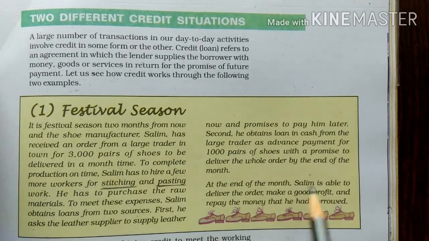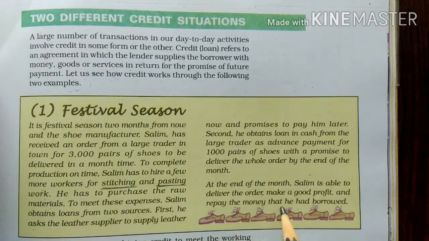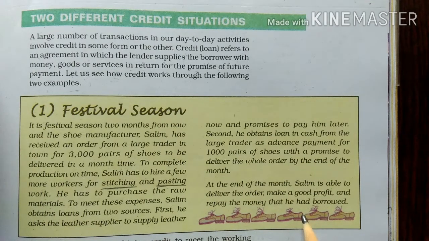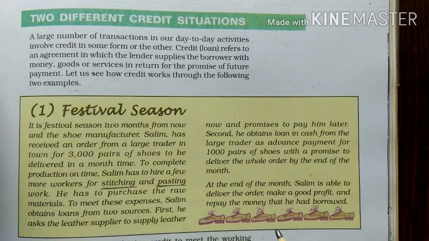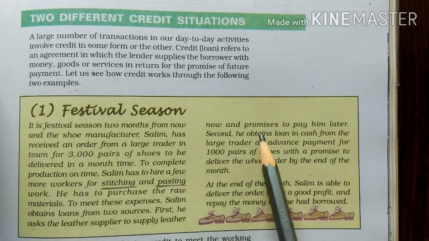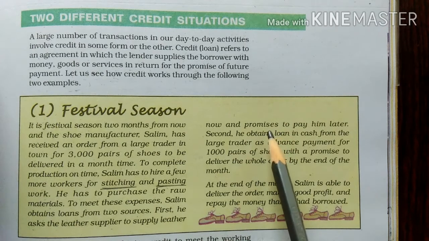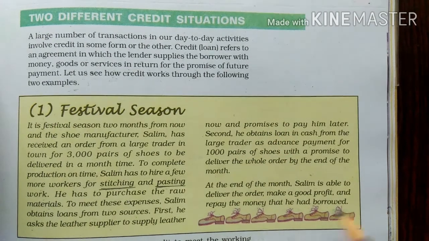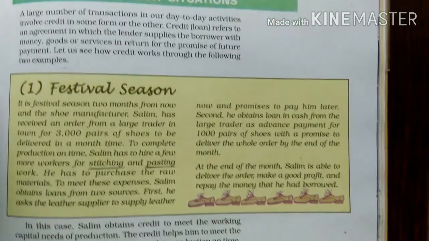At the end of the month, Salim is able to deliver the order, make a good profit and repay the money that he had borrowed. He will give 3000 pairs of shoes to the large trader and take the remaining amount, and from that amount he will pay the leather supplier from whom he had borrowed in the form of a promise. He makes a profit. Now we will move towards the next situation.